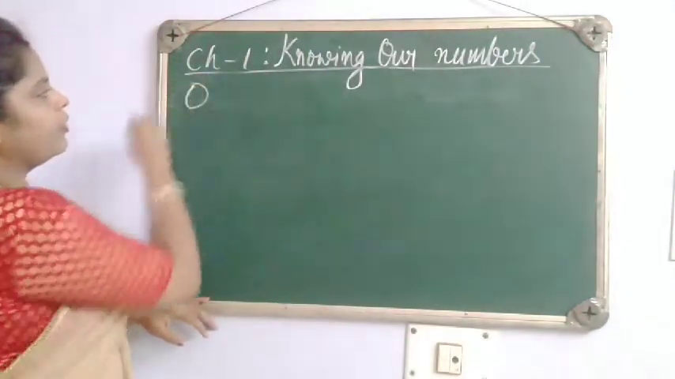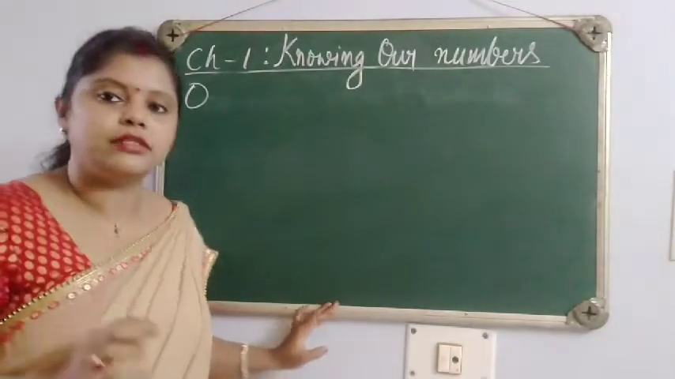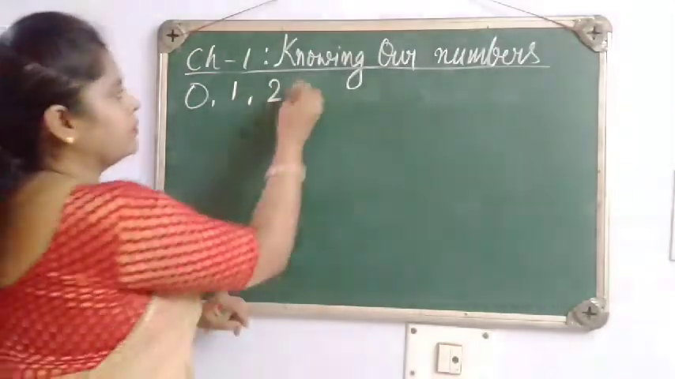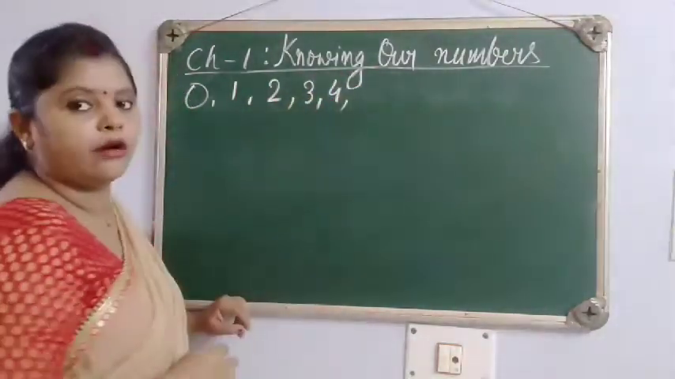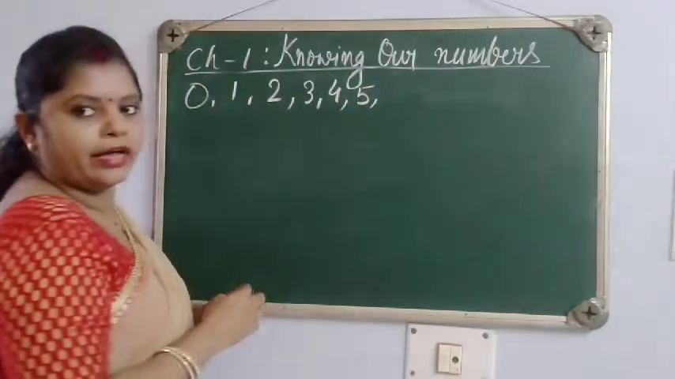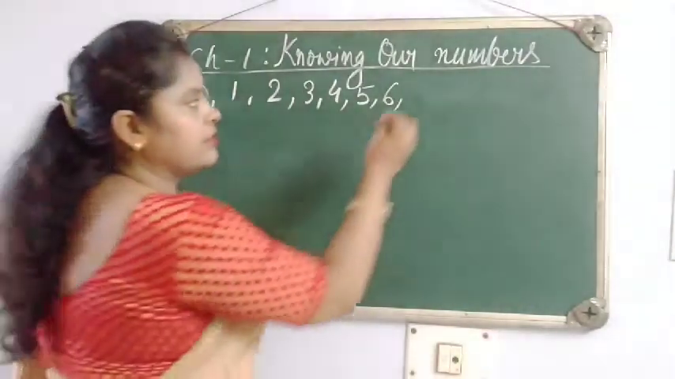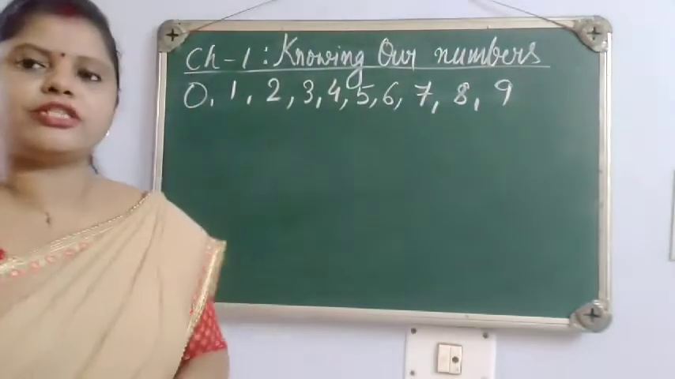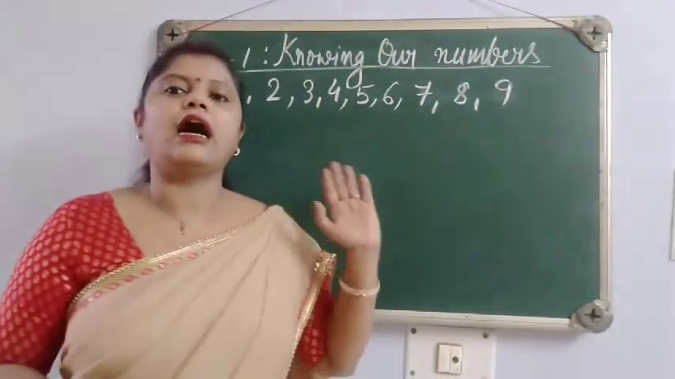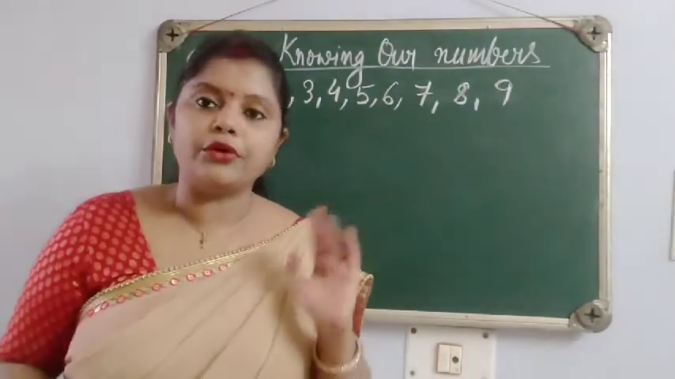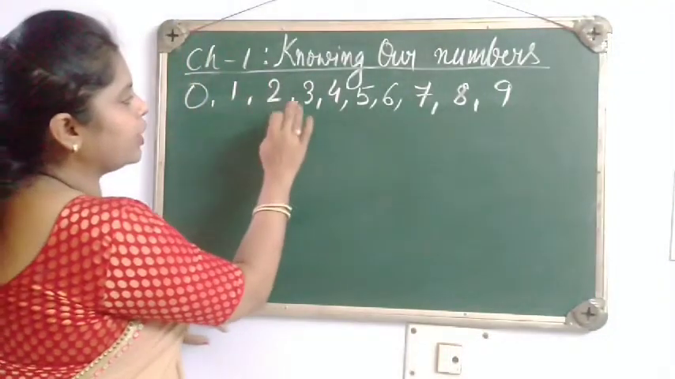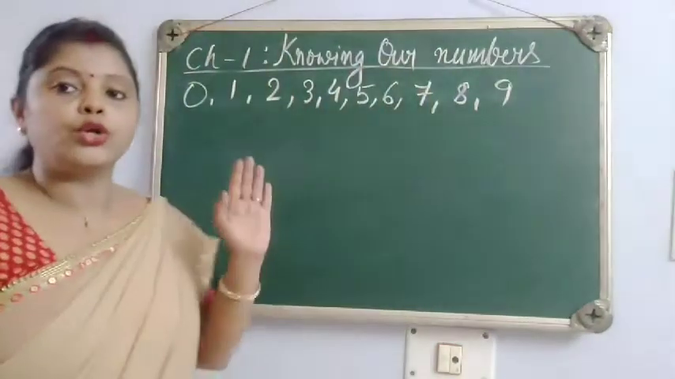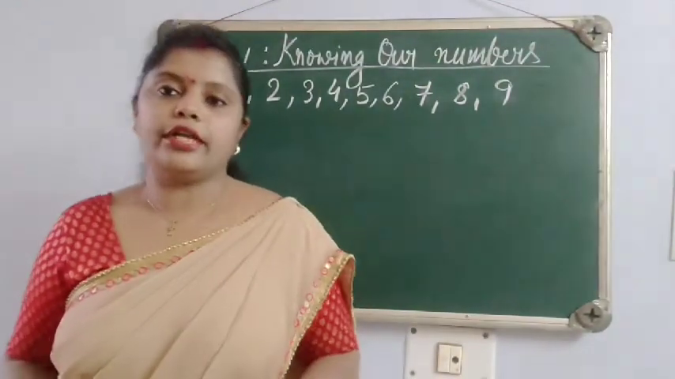I am writing, first of all, a few digits. I have written first 0, then 1, 2, 3, 4, 5, 6, 7, 8 and 9. I have just stopped at 9. Let us check how many digits I have written on the board first. So 1, 2, 3, 4, 5, 6, 7, 8, 9 and 10. Total 10 digits I have written on the board.